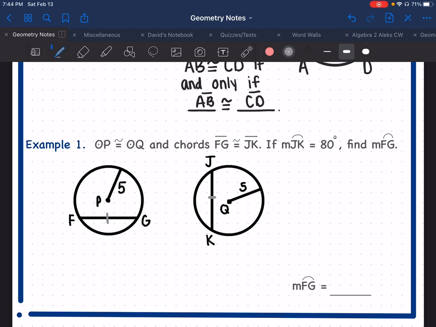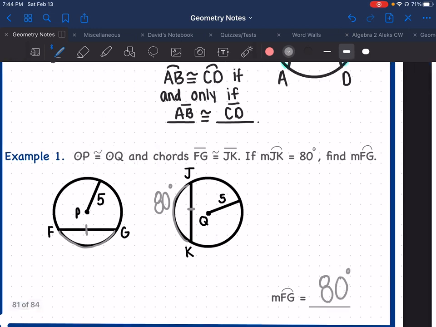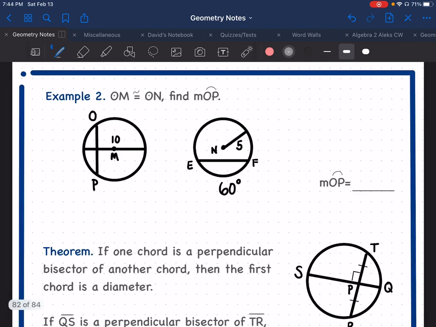We saw right above in the last theorem that if the chords are congruent, then their corresponding arcs are congruent. So if this arc right here is 80 degrees, then guess what? So is this arc right here. So my answer to the measure of arc FG is simply 80 degrees. All right, let's take a look at another example.